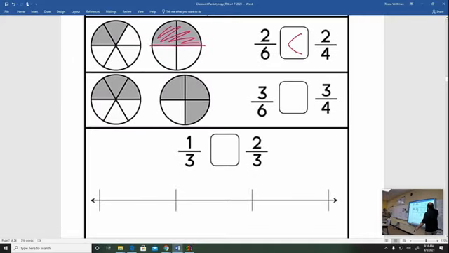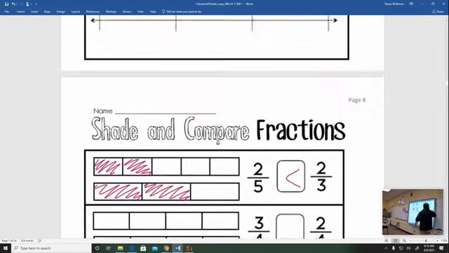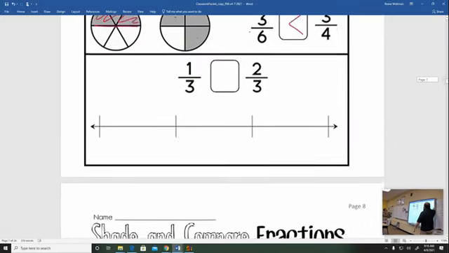Okay. What about 3/6 and 3/4ths? Which one's greater? 3/4. That's right. Again, you can see it. 1, 2, 3. Takes up more space. It's a better deal. Because in this case, 3/6 is equivalent to what? 1/2. That's right. This is half of the pizza. That's way more than half the pizza. Right? That's the better deal.